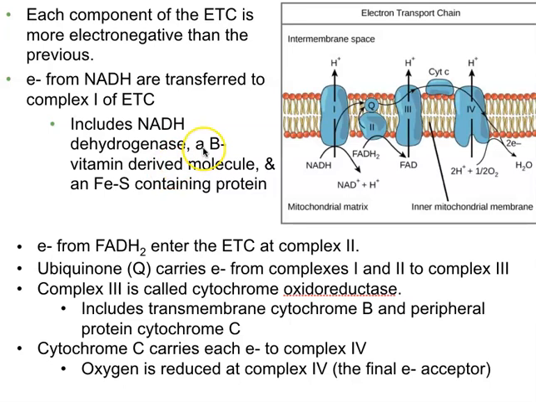You have these specific structures which are B vitamin derived molecules with an iron sulfur structure. They literally use a transfer system. Think of like hot potato, the game. You move the electrons in as you're passing them through.